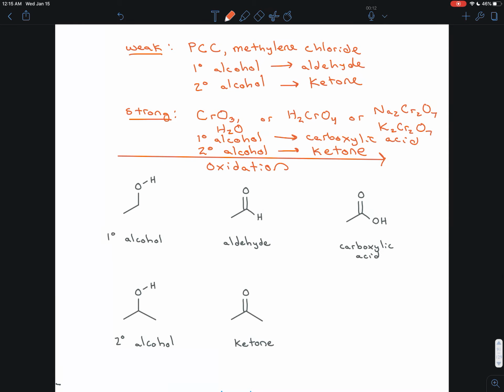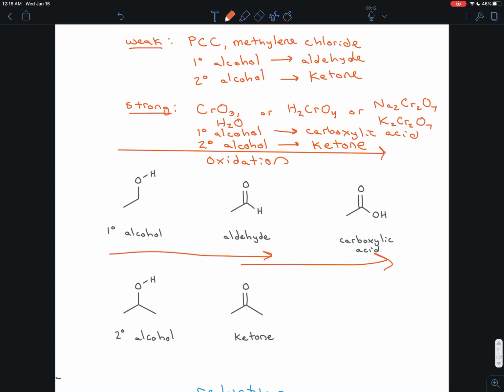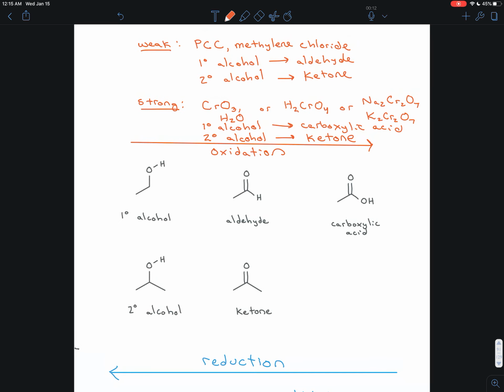So you can see that ketones cannot be oxidized any further. Primary alcohols could be oxidized to aldehydes, those could be oxidized to carboxylic acids, but secondary alcohols can only be oxidized to ketones, and it can't be oxidized any further. And again, we'll see the reason for that when we go over the mechanism for how these work in a future video.